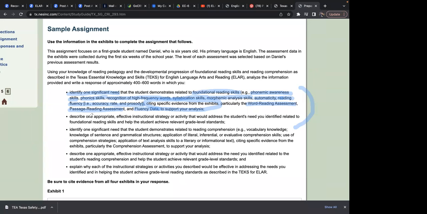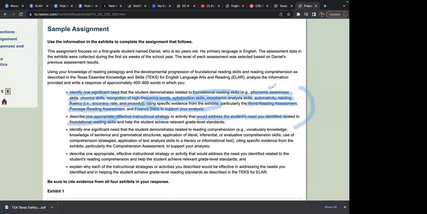So, the second part of this, once you identify the need, and what you need to do beforehand, is find one activity that you love for phonemic awareness that hits all the spots, right? That's good because it is going to support or address the need. We need one effective, just one effective, appropriate instructional strategy that would address the need you identified, the one you set up here in the foundational reading skills.